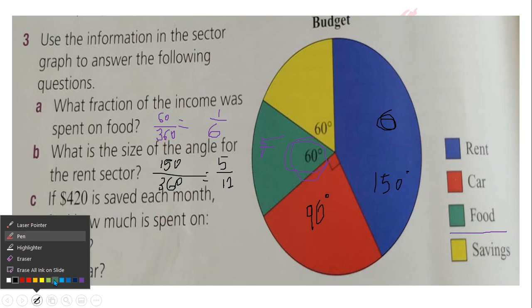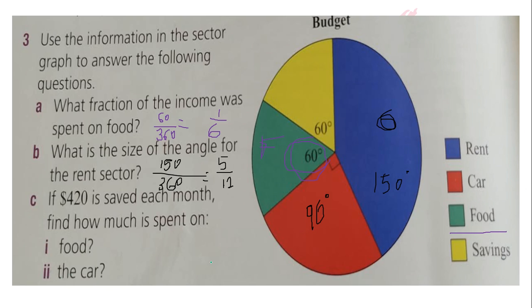And then our final part, that's question C. We are asked, if $420 is saved each month, so savings 420, how much is spent on food? Now we can see both the angles are the exact same, so both the results are going to be the same. So $420.